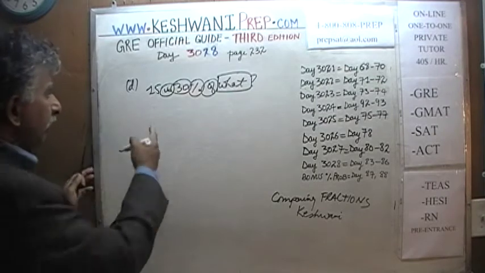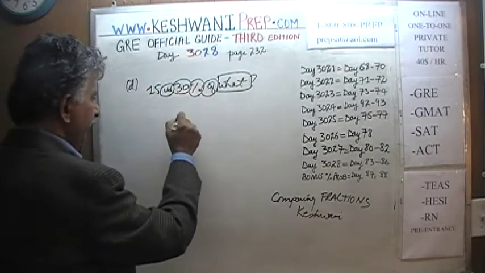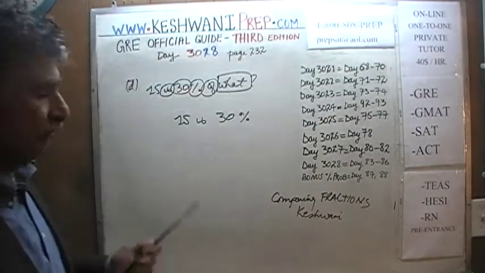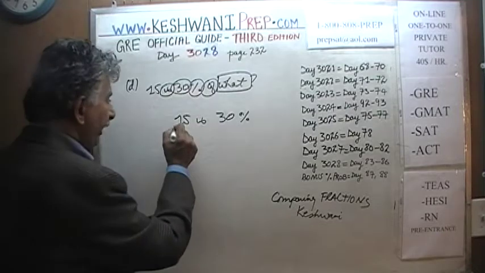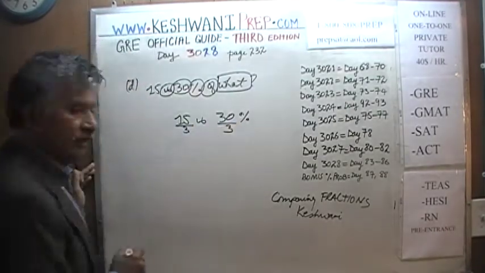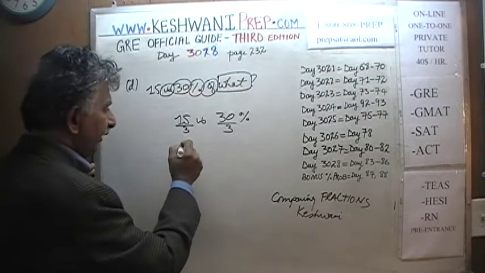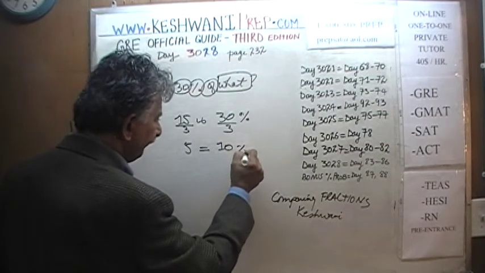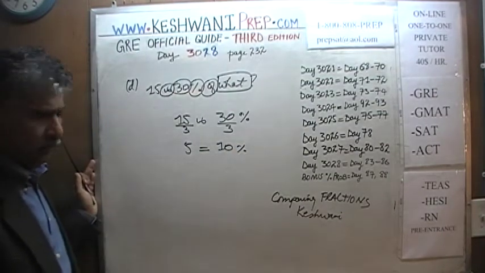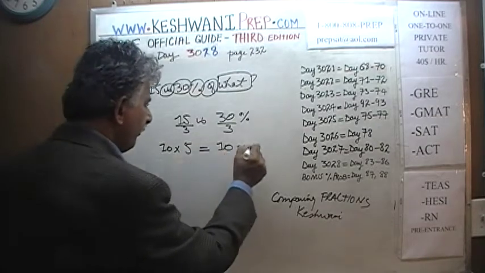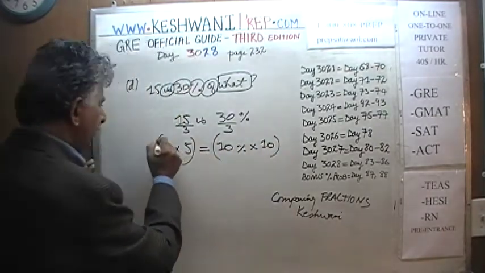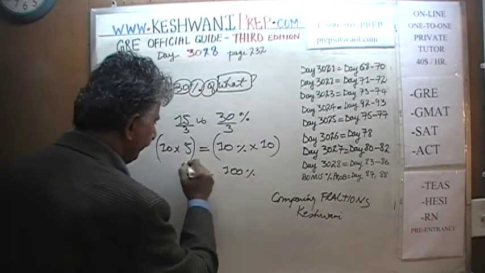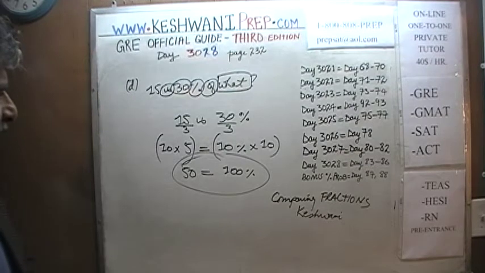Here's another way. We know 15 represents 30%. We know that 15 is 30%. How do we know that? Because they tell us that. If 15 is 30%, divide both sides by 3. Watch what happens. If 15 is 30%, then 15 divided by 3 is 5, must be 30 divided by 3, which is 10%. We don't want 10%, we want the whole thing. So multiply both sides by 10. 5 times 10 is 50, and 50 must be 10 times 10, which is 100%. 100% of the quantity must represent 50. That's all.